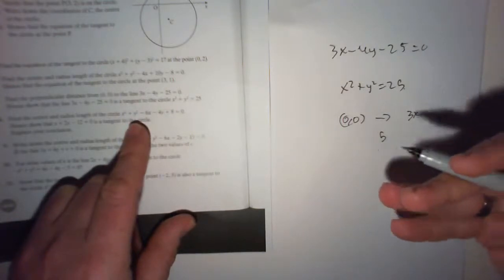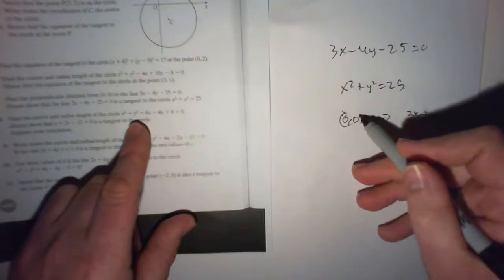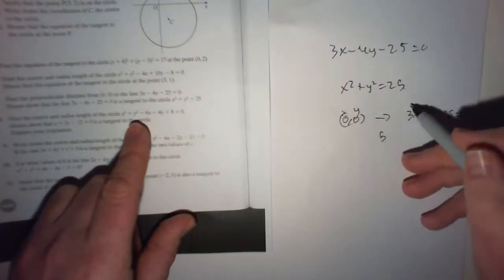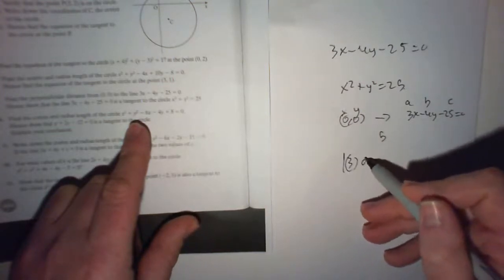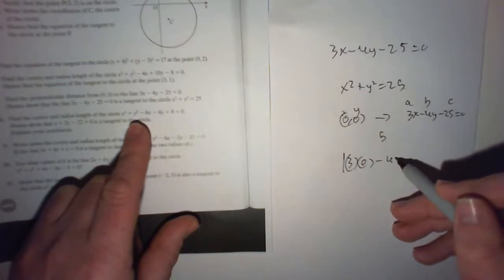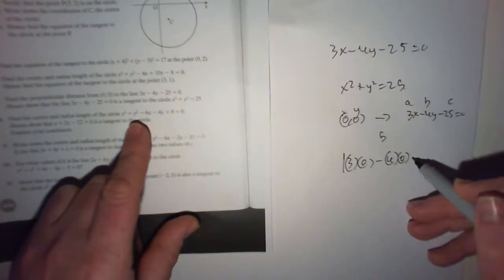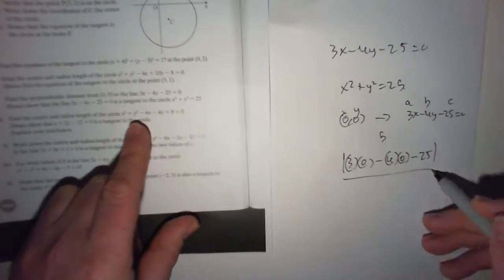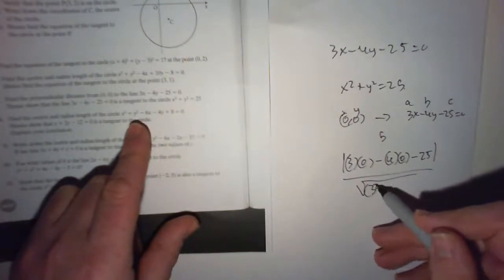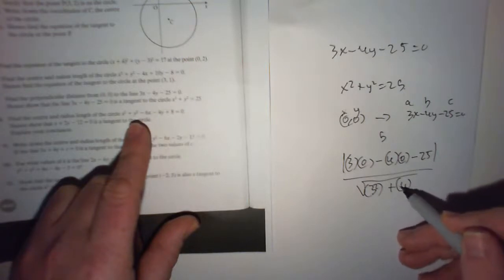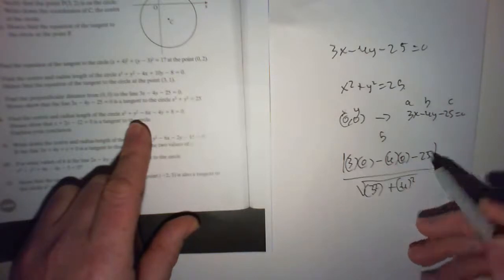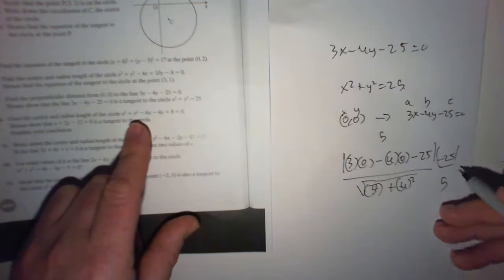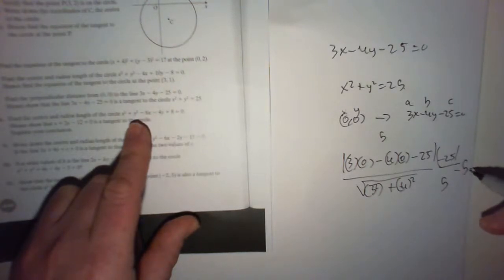Can you remember the perpendicular distance formula? What do we need? We need an x and a y, and then we need an a, b, and c. So it's going to be 3 times 0 minus 4 times 0 minus 25, all over the square root of 3 squared plus minus 4 squared, which is 5. So that's 5 over 0 minus 25. Remember, it's the absolute value, which is 5. So the perpendicular distance from 0, 0 to that line is 5.